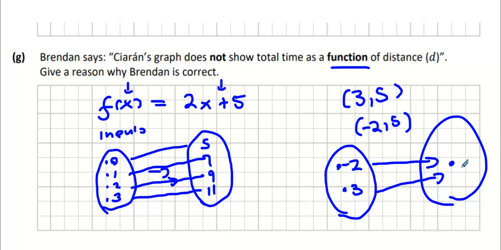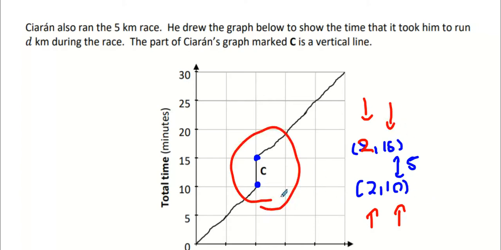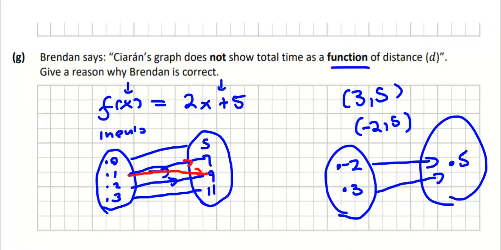An output is allowed to have 2 different inputs, but what is not allowed to happen is one input having 2 different outputs. So the number 1 can't have 2 outputs of 7 and 9. Now what we can see in Kieran's graph is that an input of 2 has an output of 10 and 15. Kieran's graph does not qualify as a function, as an input of 2 has 2 different outputs.